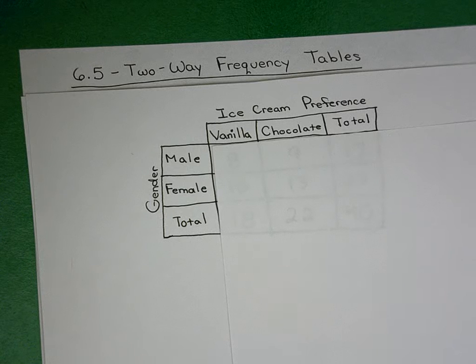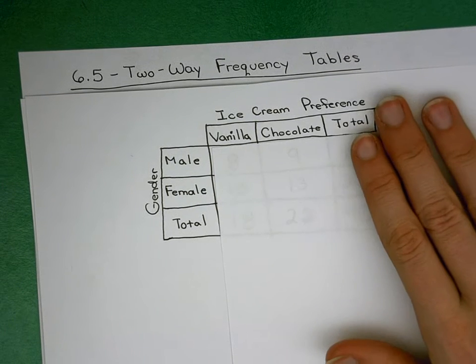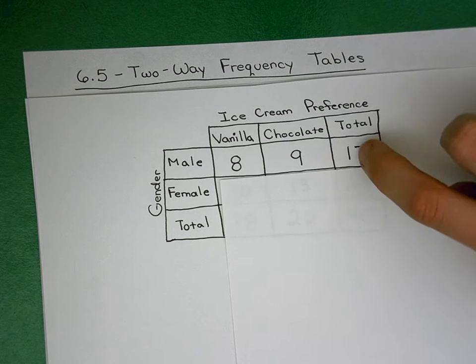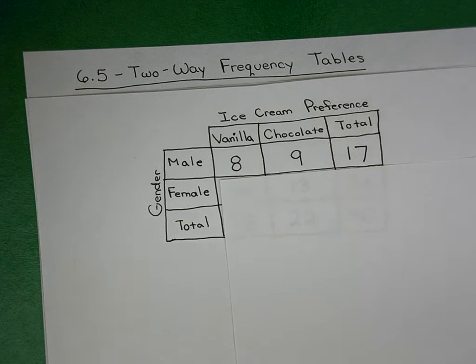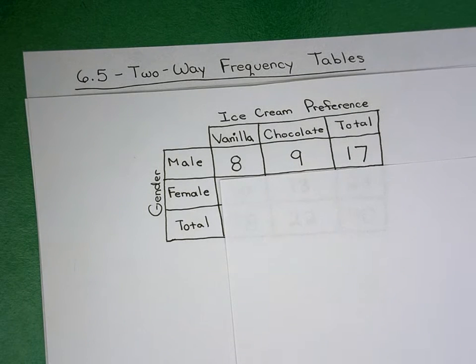So you interviewed 40 people, and 8 of the men said they preferred vanilla, and 9 of the men preferred chocolate. And so we're going to put 8 and 9, right? Which means if 8 prefer vanilla and 9 prefer chocolate, that means you interviewed in total 17 men, right? And you could kind of predict that in any combination. You might say, I interviewed 17 men, 8 of them preferred vanilla, which means the other 9 must have preferred chocolate, right? If you interviewed 17 total. That's our male column. 8 prefer vanilla, 9 prefer chocolate, 17 total.